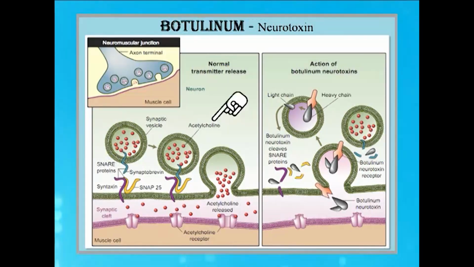This release of acetylcholine takes place with the help of the SNARE proteins, which are synaptobrevin associated with the synaptic vesicle, and syntaxin and SNAP25 which are associated with the inner membrane. Now, this SNAP25 and syntaxin get associated with the synaptobrevin. As a result, the vesicle comes down towards the inner surface and ultimately the release of acetylcholine takes place. Now, this is the normal transmission.